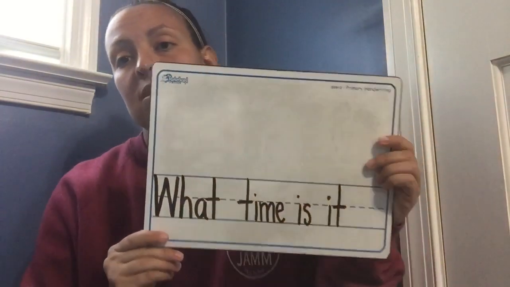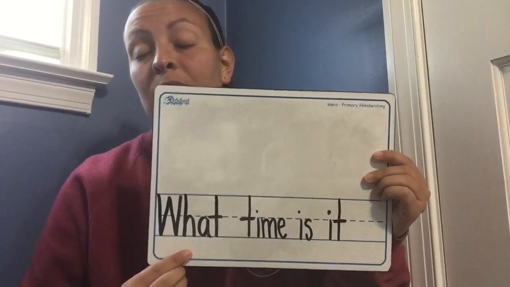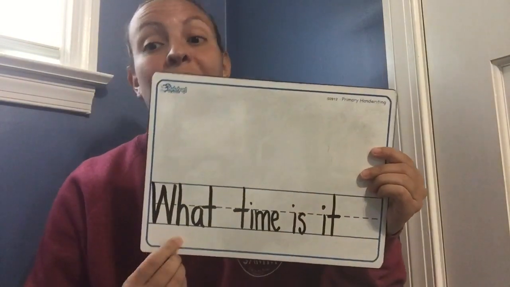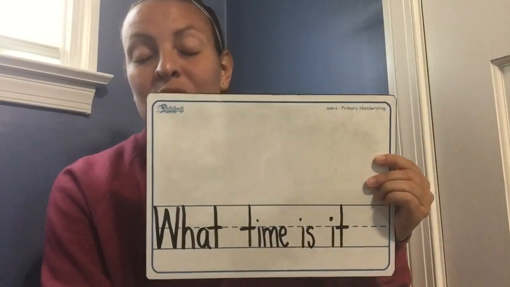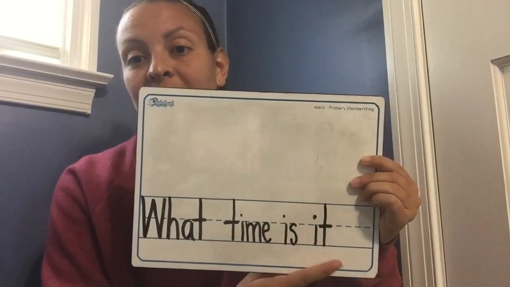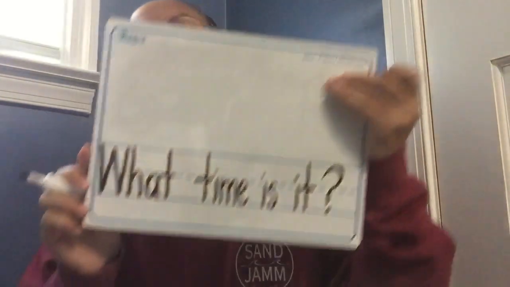So I'm going to give you a couple examples, and I'm going to show you if I use a question mark or a period. So my first sentence says, what time is it? So if you go up to someone and say, what time is it? You're asking them a question. So if you're asking a question, at the end here, we need to write a question mark. So I'm going to write my question mark. So now the sentence is finished.